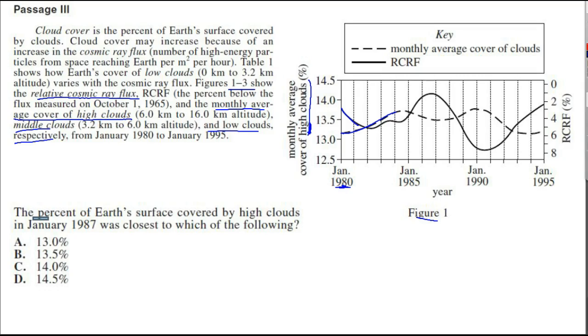And so as we look at this, we want to say 1987. Okay, so 1987 is going to be right here. We've got 80 to 85, 86, 87. And so for 1987, our high clouds is this point right here, and this point is right about 13.5. And so that gives us a 13.5 percentage.